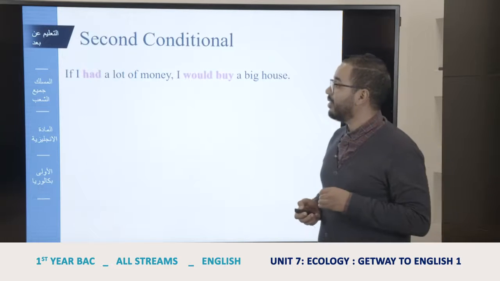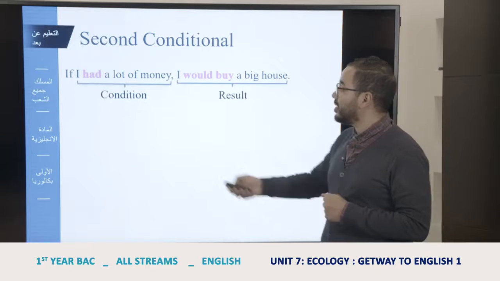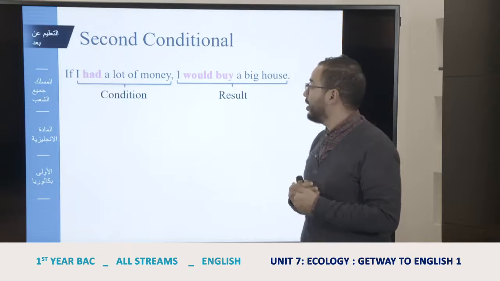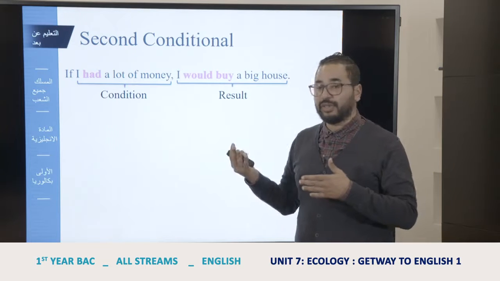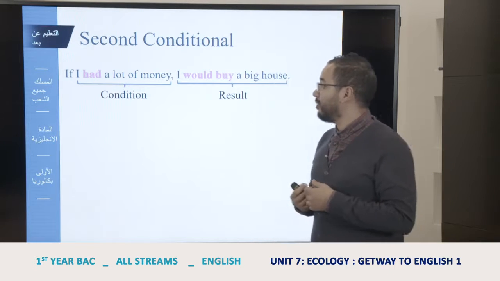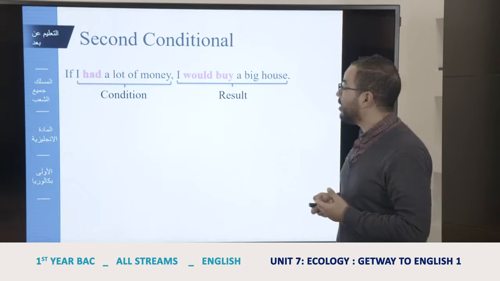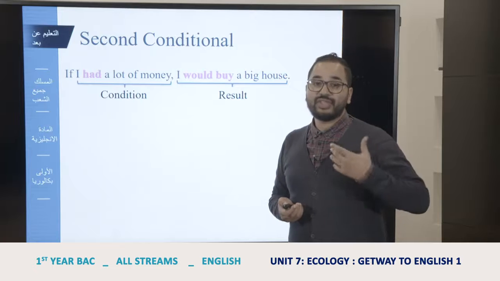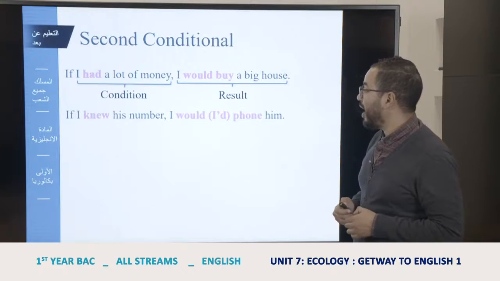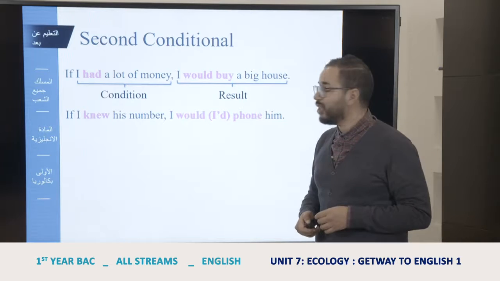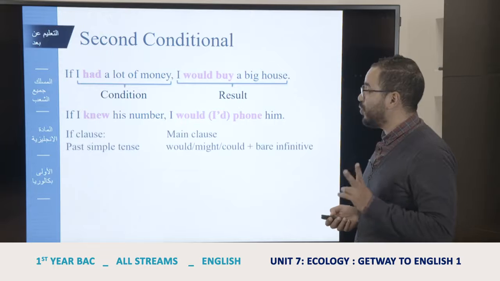To give you another explanation, if I had a lot of money, I would buy a big house. So this is the condition. If I had a lot of money, I use the past, but I mean now. That's why we call it unreal. The result is I would buy a big house, but I don't have the money, so I'm just imagining. So if I knew his number, I would, this is the short form, I'd phone him, but I don't know his phone number.